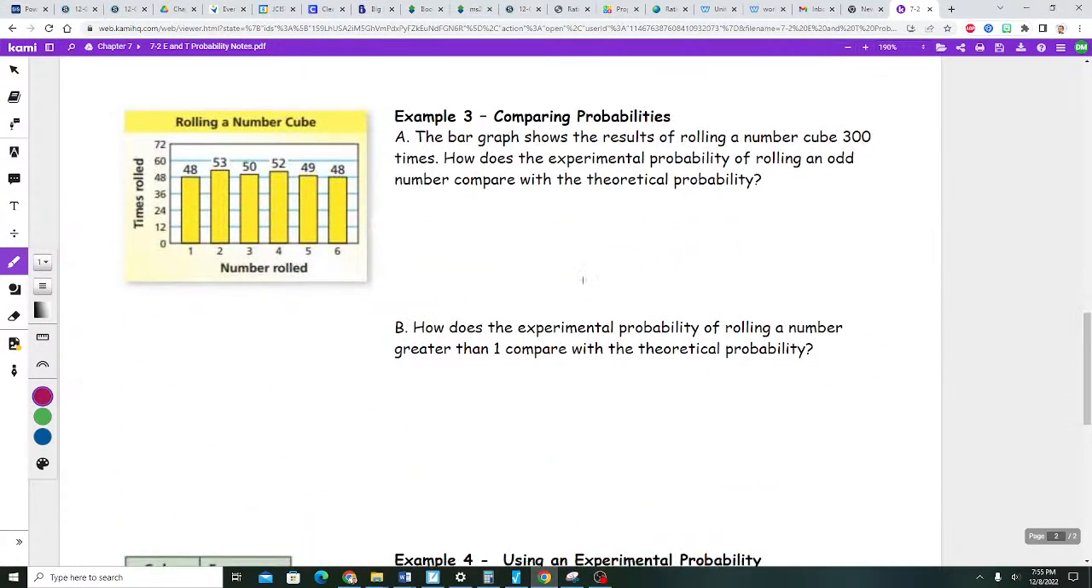So the bar graph shows the results of rolling a number cube. Remember, a number cube is a die, 300 times. How does the experimental probability of rolling an odd number compare with the theoretical probability? Well, our odd numbers, we get odd numbers 48, 50, and 49 times. So 48 plus 50 plus 49, drop a 7, carry the 1, that's 147. We got an odd number 147 times. So we look at this.